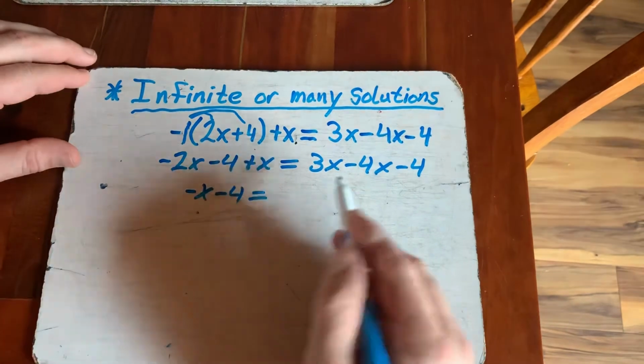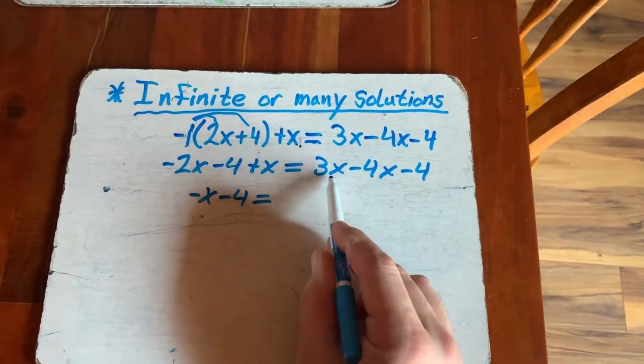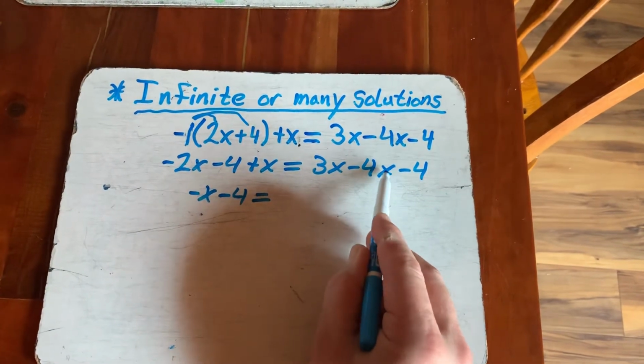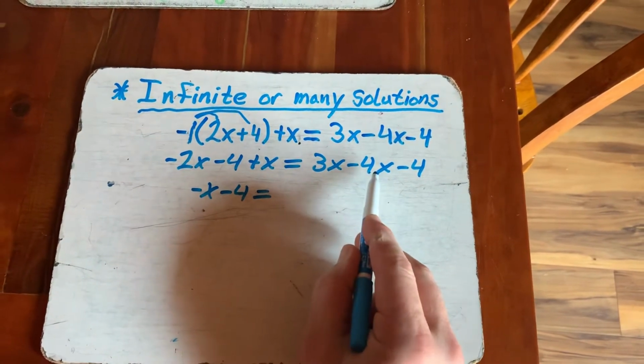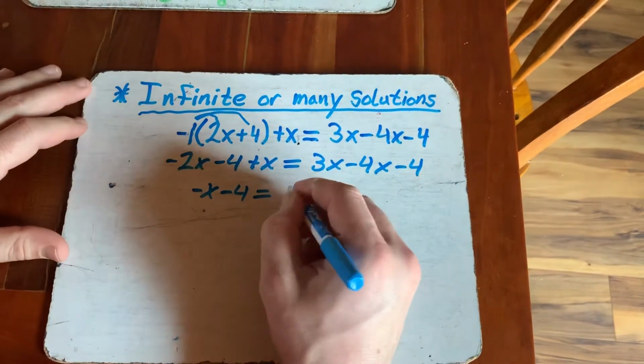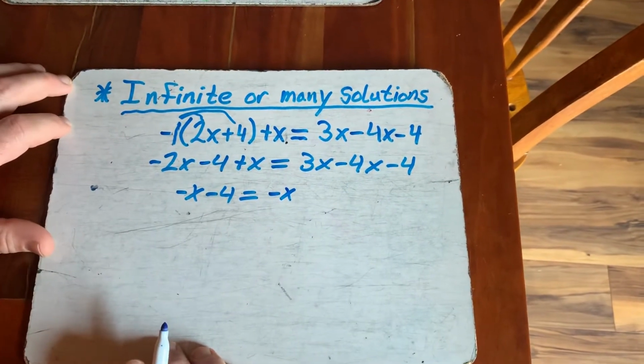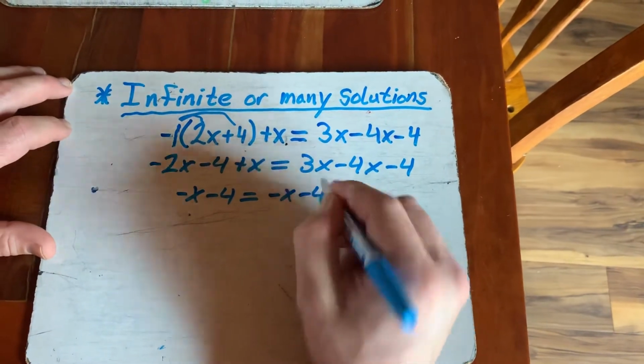Equals, same thing over here. I have 3x minus 4x minus 4. The 3x and the negative 4x here can be combined. They are like terms, they both have x's. So what is 3x minus 4x? That is negative 1x. Bring down the negative, or minus 4.